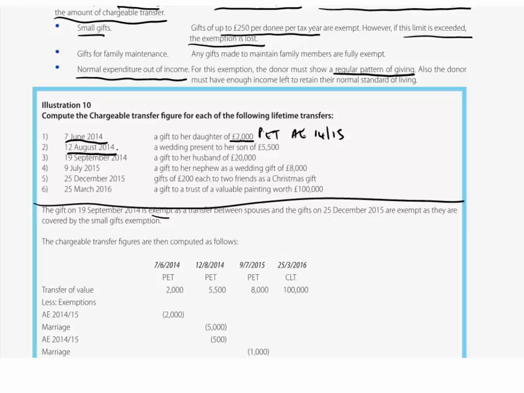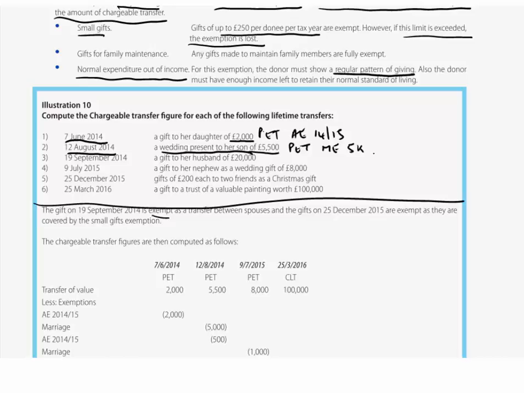Next date, August 14, a wedding present to her son of £5,500. Wedding present to son, a gift to son as per a gift to daughter, then that is a PET. It's a wedding present to her son, therefore marriage exemption. What's the marriage exemption when given to your child, your son or daughter? 5,000. I'll just write in 5k there. So it's a PET, wedding present to son, marriage exemption 5,000. But the gift was 5,500.